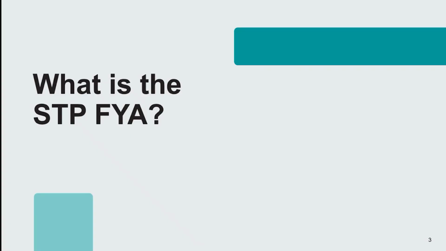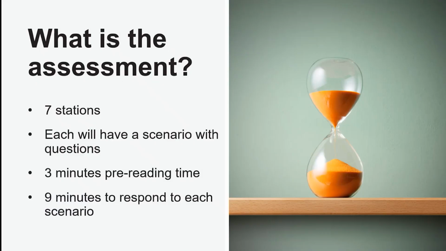So what is the STP Final Year Assessment? What does it look like? The final year assessment consists of 7 stations. Each station involves a scenario and a question. You might have up to 2 questions per scenario, but no more than that. You will see the questions during the pre-reading alongside the scenario. All the information you need will have been provided through the scenario and the questions. The assessor does not have any more information to give you.